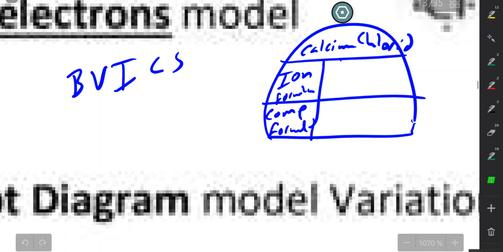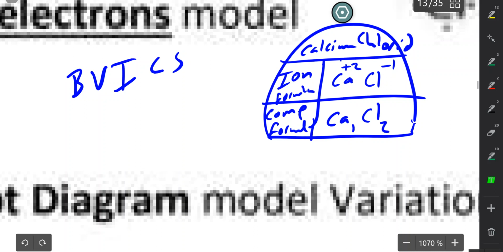Okay, the charges for calcium, Ca, is +2. For chlorine, Cl is -1. And the compound formula, I get it when I crisscross those charges. Again, you crisscross the magnitudes, you don't crisscross the negative sign or the positive sign. So I'm going to have Ca1, Cl2. Okay, so now I have calcium chloride.